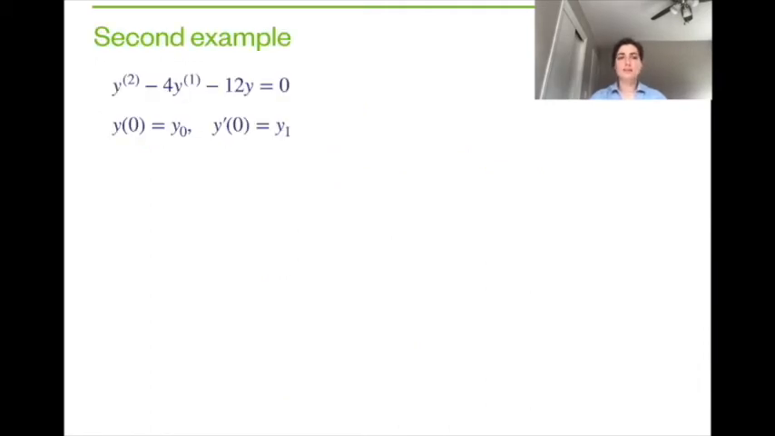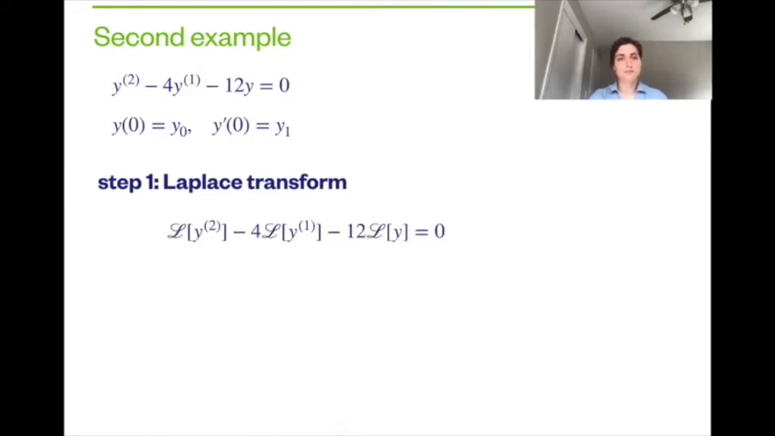Let's go to a second example. It's again second order, but the coefficients have been changed. First step, we do the Laplace transform. So we have the Laplace transform of the second derivative, minus 4 the Laplace transform of the first derivative, minus 12 Laplace transform of y. The right-hand side is the Laplace transform of 0, and we know that's 0 as well. So we apply the same formulas we applied last time, and the same boundary conditions we have inserted.